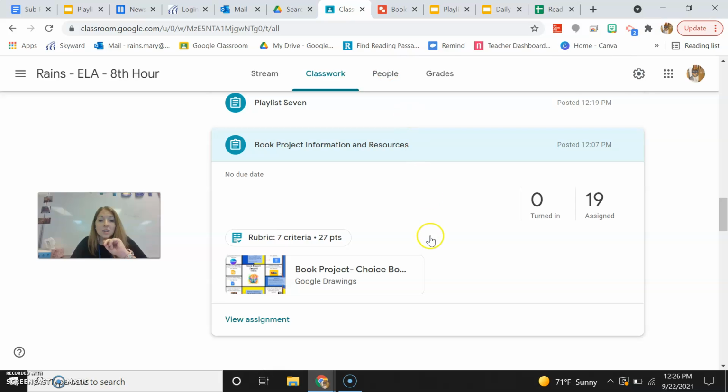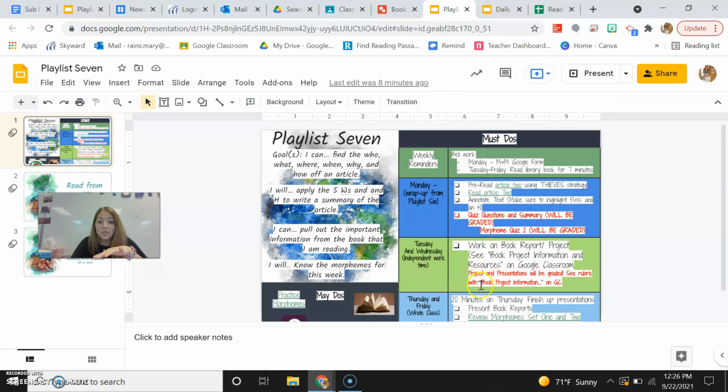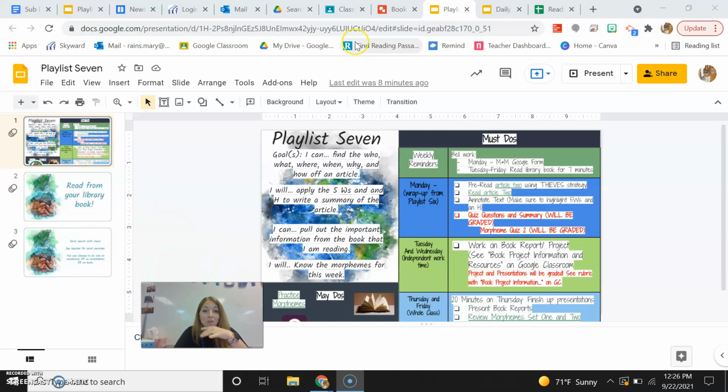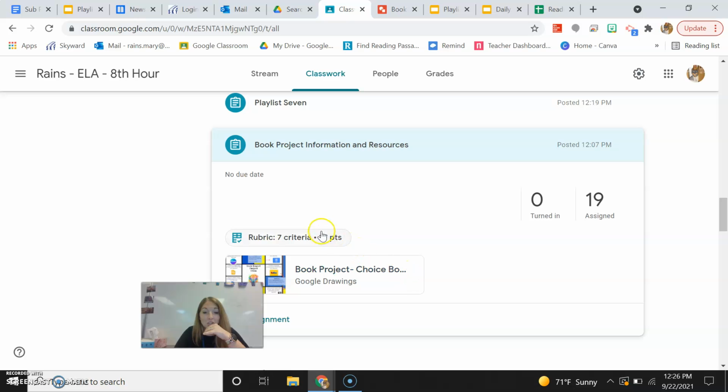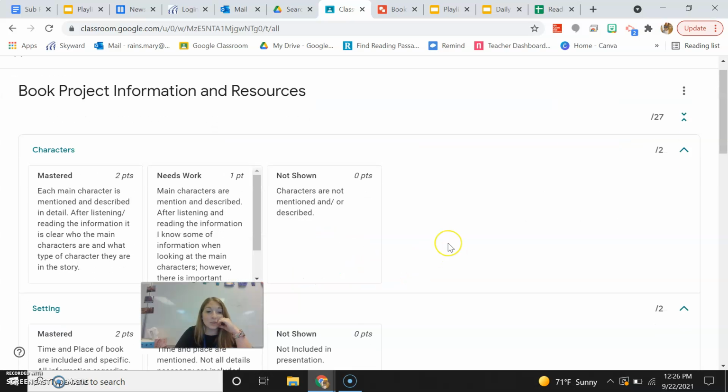The last thing I wanted to talk to you guys about on this same post is I also included on the playlist where it says project and presentations will be graded, see rubric. So here's the rubric for the book project and presentation. If you click on this, it pulls up like this.